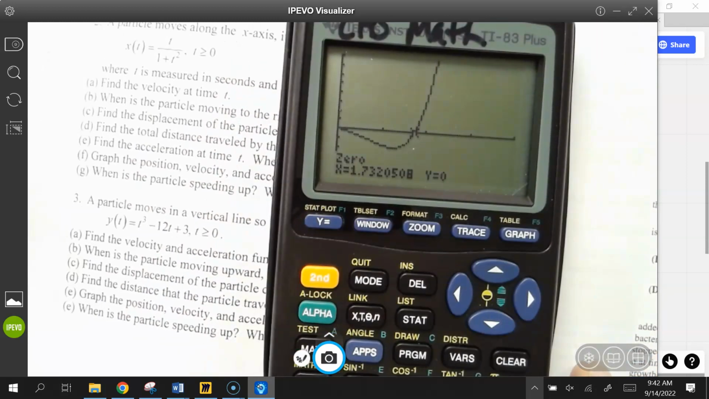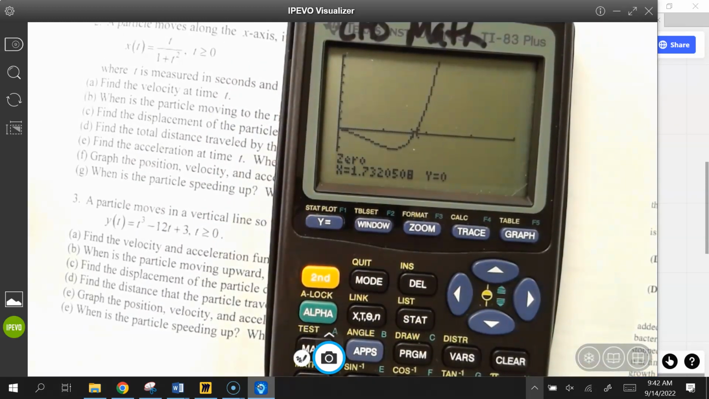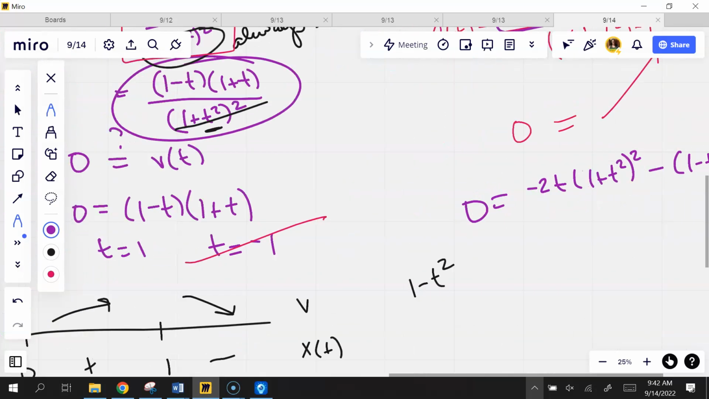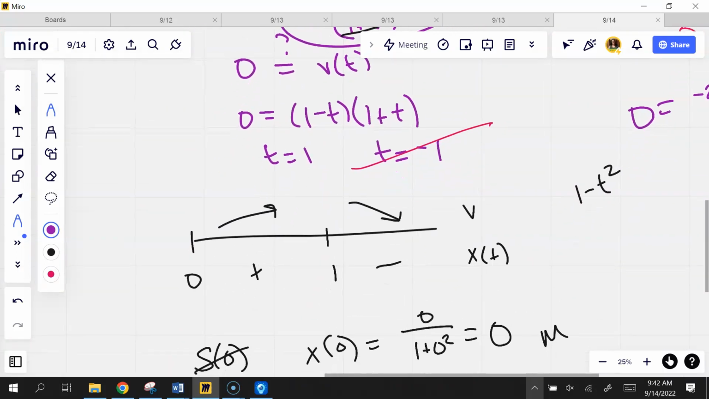When is it speeding up or slowing down? I'll save you the graphing since you can use the calculator on that. Speeding up or slowing down, I know where it's 0 now. Did I do velocity equals 0? Yeah. So I'm going to come back to this chart. I'm only going to 4, and this was what, 1.73? And it was negative and then positive. So where are the signs the same?